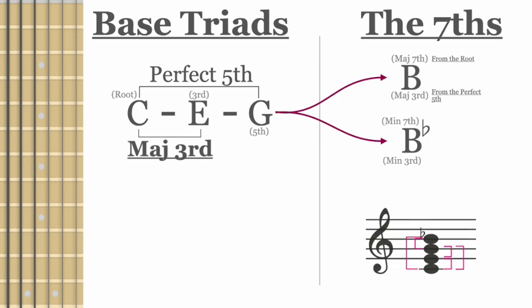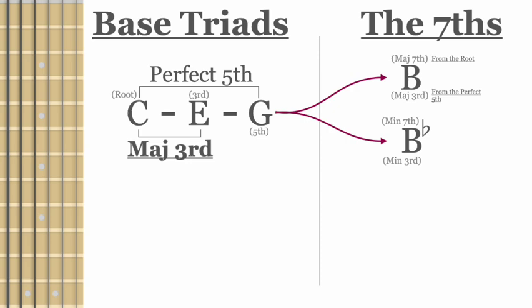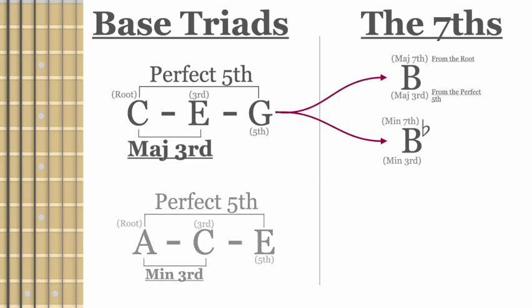So just wanted to kind of point that out. And speaking of the minor, that's what I want to jump into now. What about our minor triads, right? We've got a minor third and a perfect fifth. How does the seventh work out from there?